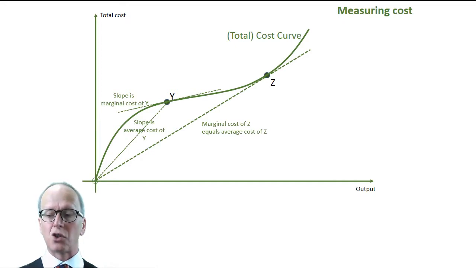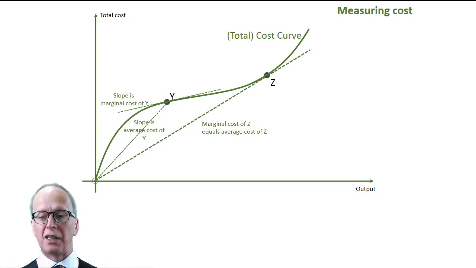Then the slope is the cost per unit of output, or the average cost of output. And because it is very important for our analysis, I've added a second point, Z. The line through the origin is the tangent to Z. Average cost and marginal cost are therefore equal at Z. That turns out to be very important for the firm's long-run decision making.